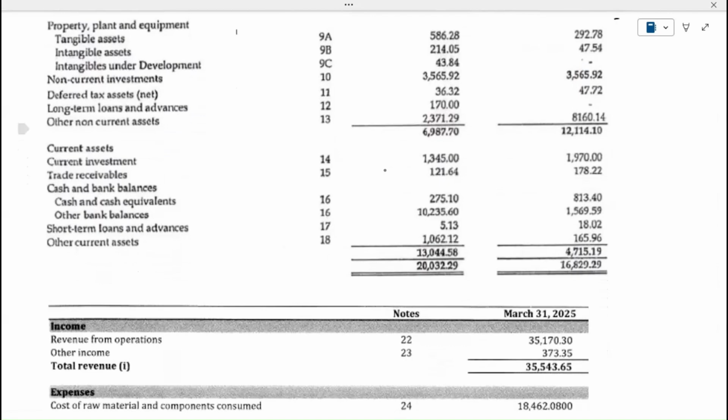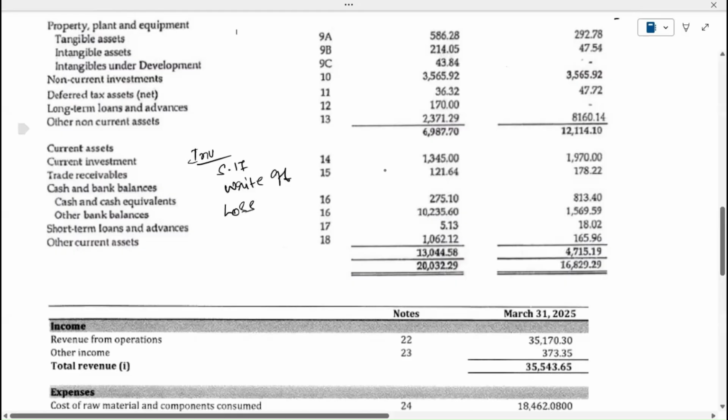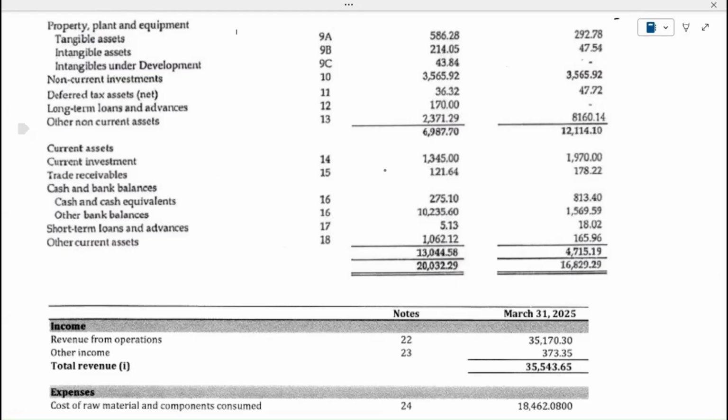Here we don't have inventory. In case inventory is there, under section 17, if there is any write-off, any scrap, any loss of inventory, whether you have reversed input tax credit. For the purpose of that, they would be calling for your breakup of inventory from your balance sheet.